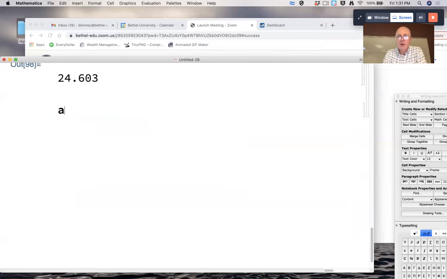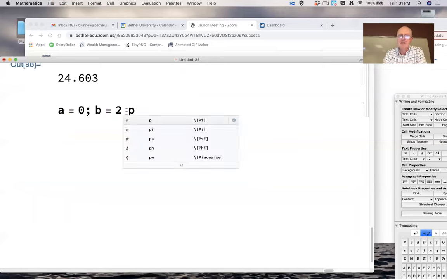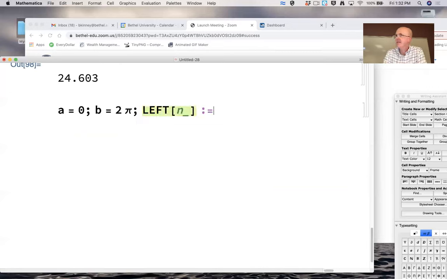We did this before. We let A equal the left endpoint, 0, B equal the right endpoint, which is 2 pi. Notice I made a pi there by doing escape, P, escape. Fun, fun, fun. And then we did the summations. Left of n, remember that? It's going to depend on n, the number of rectangles you use, the number of subintervals.